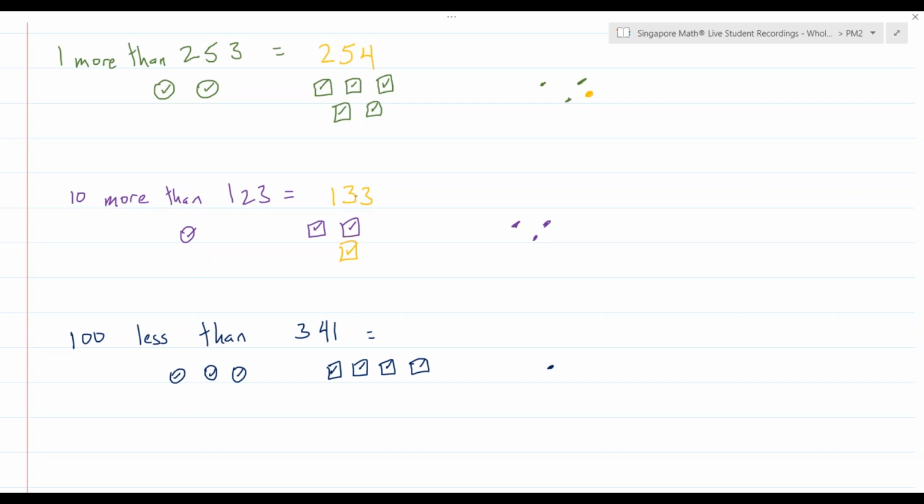But if you want to do 100 less than 341, I could take one of the hundreds and get rid of it. So 100 less than 341 means I'll have 200. I still have 4 tens. I still have 1, but now I only have 2 in the hundreds place.